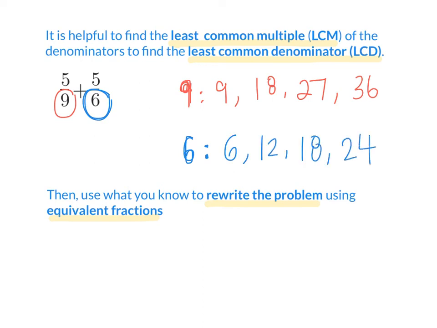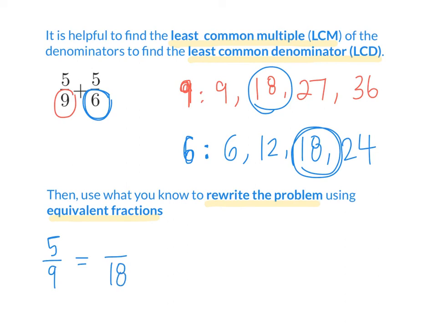Okay, let's stop there. Do we have something in common? What number is in common? 18. That means my least common denominator, the smallest number that I have in common between those two denominators, will be 18. That means I can use what I know to rewrite the problem using equivalent fractions. Instead of having 5/9, I want the denominator to be 18. And instead of 5/6, I want the denominator to be 18.